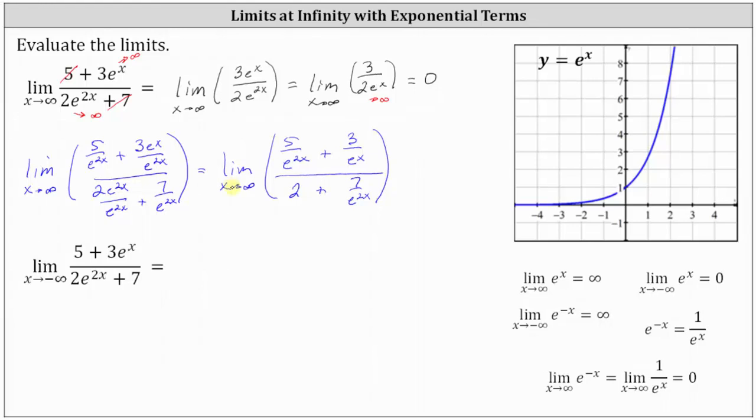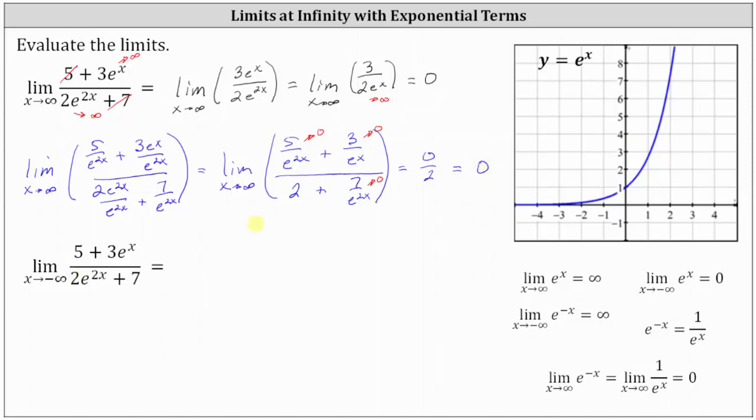Well, notice now as x approaches infinity, 5 divided by e to the power of 2x approaches 0. So does 3 divided by e to the x. In the denominator, 2 is not affected by x, and 7 divided by e to the power of 2x approaches 0. Simplifying, we have 0 divided by 2, which of course also gives us 0. So either method is a valid approach to determine this first limit.